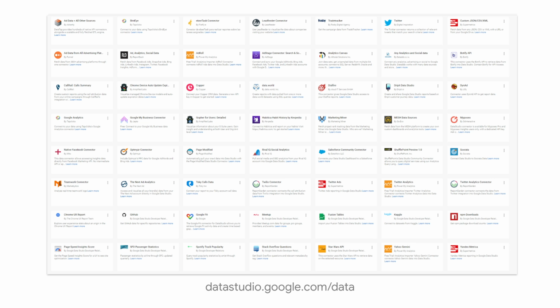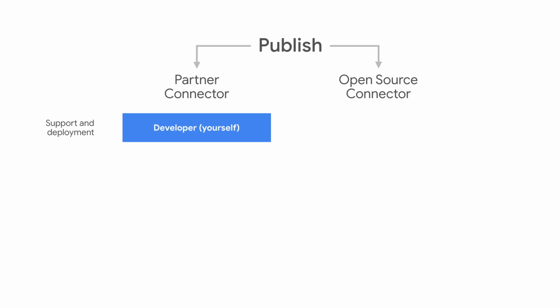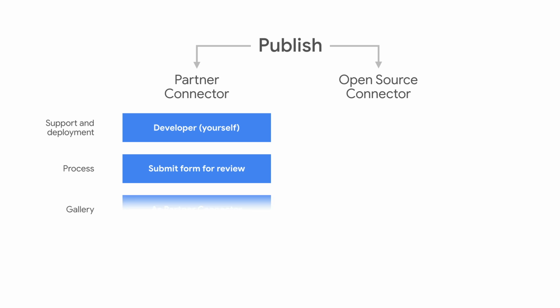If the connector gets published, all Data Studio users will be able to view the connector while exploring or searching through the gallery. You can publish your connector in two ways, either as a partner connector or as an open source connector. If you publish as a partner connector, you will need to support, deploy, and maintain the connector yourself. You can follow the partner connector guidelines and submit a review request to get started. If the connector passes the review, it will be included in the gallery as a partner connector.